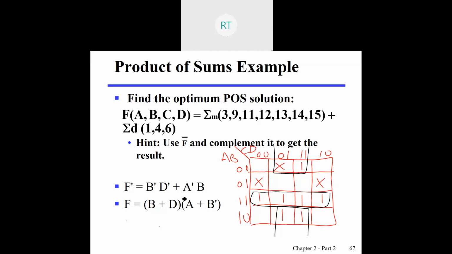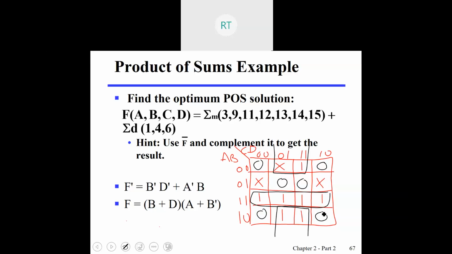Okay. Now, what are they doing here? The question says here, use f prime and complement it to get the result. What they are doing here, they are looking where you have your zeros. So you actually fill the rest of your values. Notice what I will do. Do you see, please? How do I fill the rest with the zeros? Who can help me now? Cover my zeros. Yes, please.